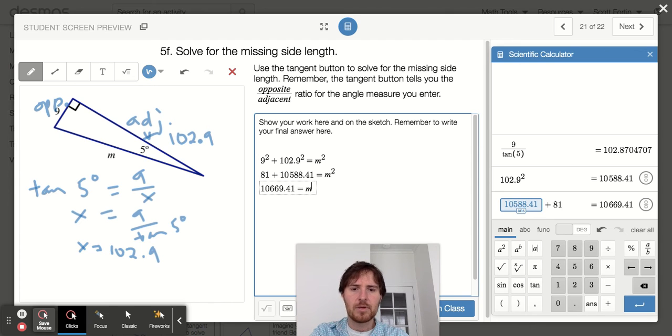10,669.41 equals m squared. You follow me so far? What am I going to do to both sides? I need to take the square root of both sides. So I need to take the square root of this, which I can't. Oh, I can do this here. I just want to show you.